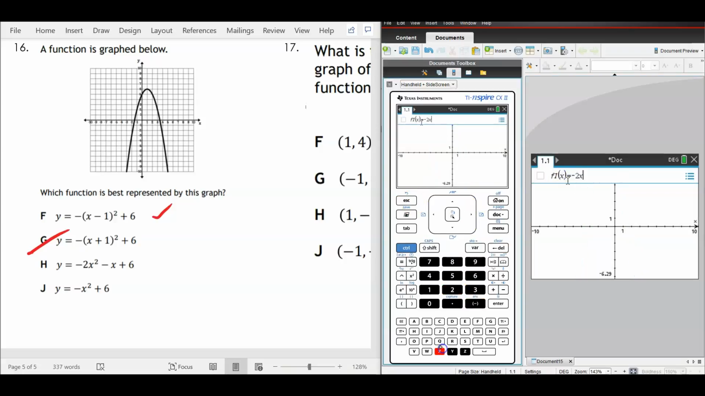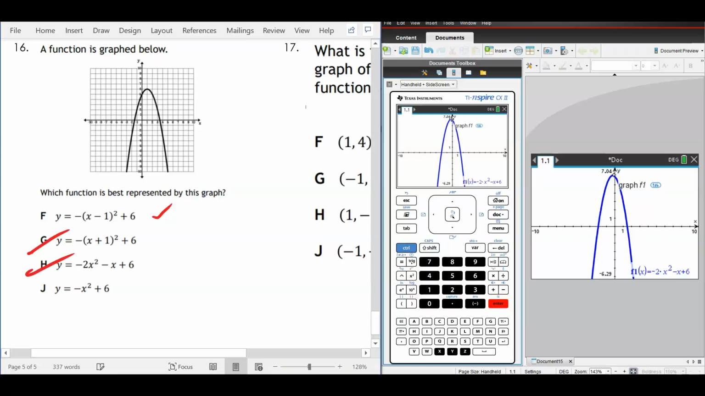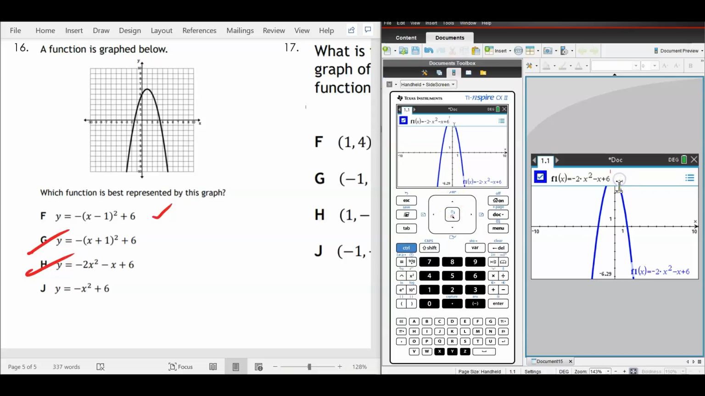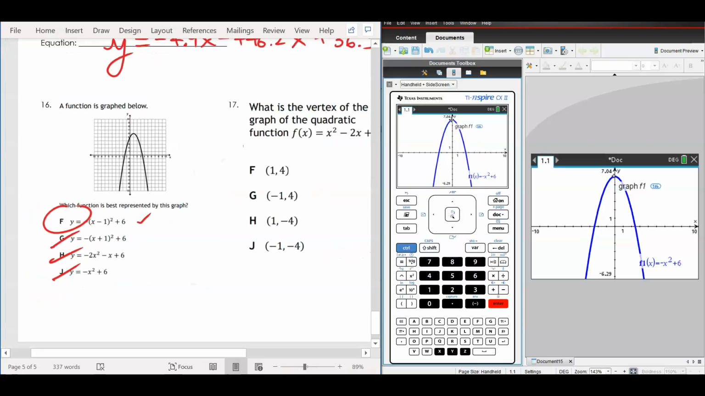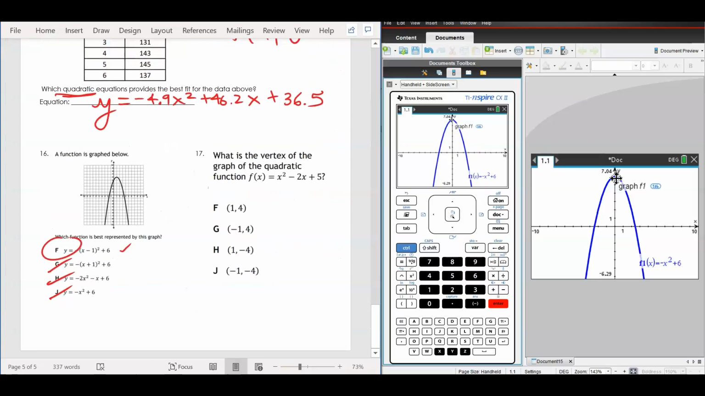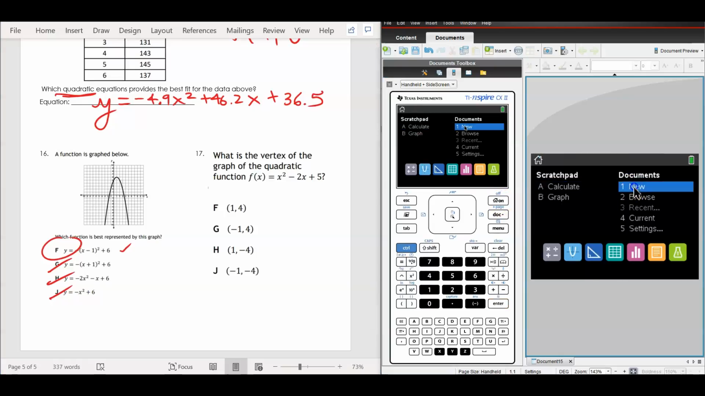Crazy how terrible this is. 2x squared minus x plus 6. Okay, this one doesn't match. Again, the vertex is to the left of the y-axis. And then one more time, let's try this. Okay, negative x squared plus 6. And this vertex is on the axis instead of to the right of it. F is the best answer. It matches the best. You can graph the answers, see which one matches best. All right, one last one here.